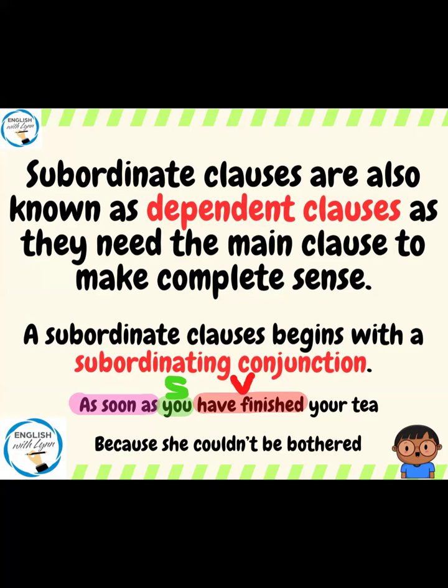But if I look at it as a complete clause, as soon as you have finished your tea, it doesn't make complete sense on its own. It would need a main clause. So as soon as you have finished your tea, you can play in the park. So you can play in the park would be the main clause that then makes complete sense together. And that would be what we call a complex sentence if you have a main clause and a subordinate clause together. Let's have a look at the next example.